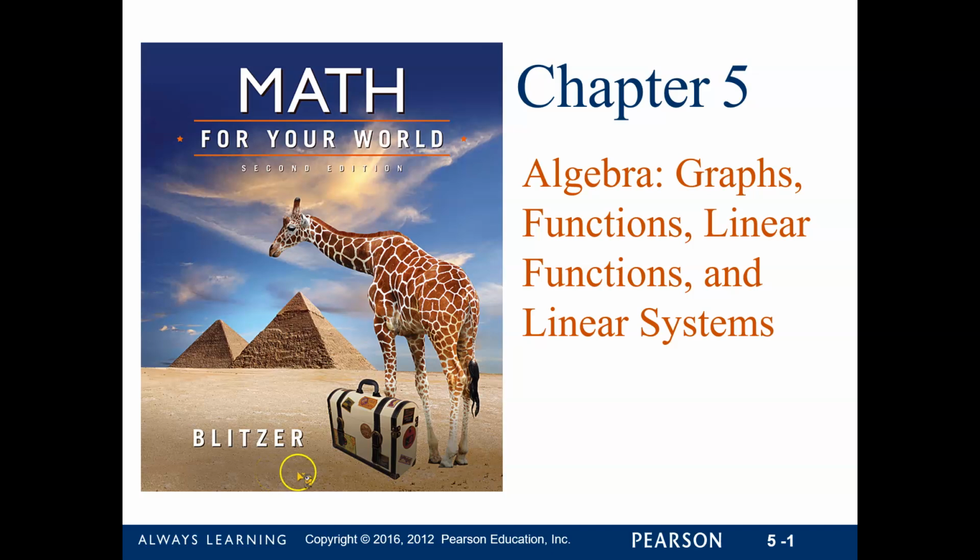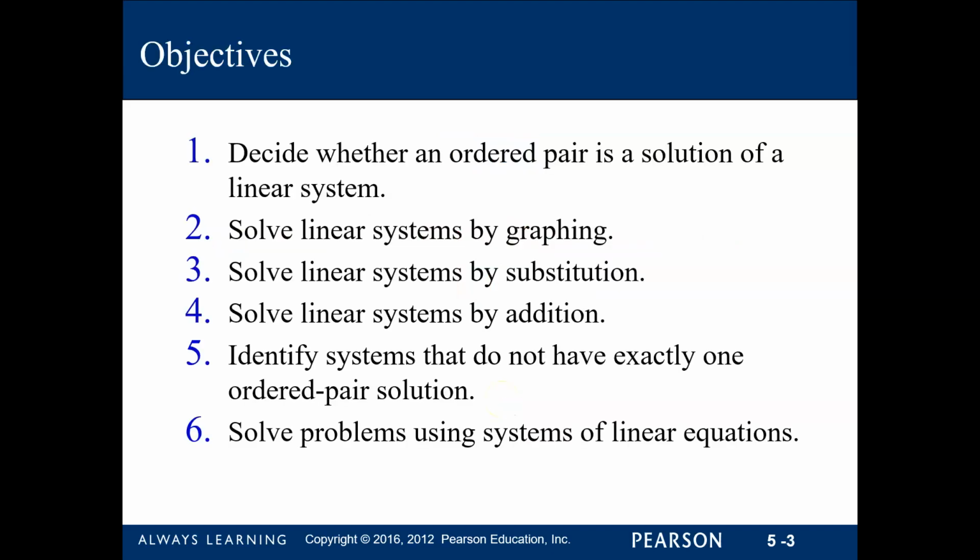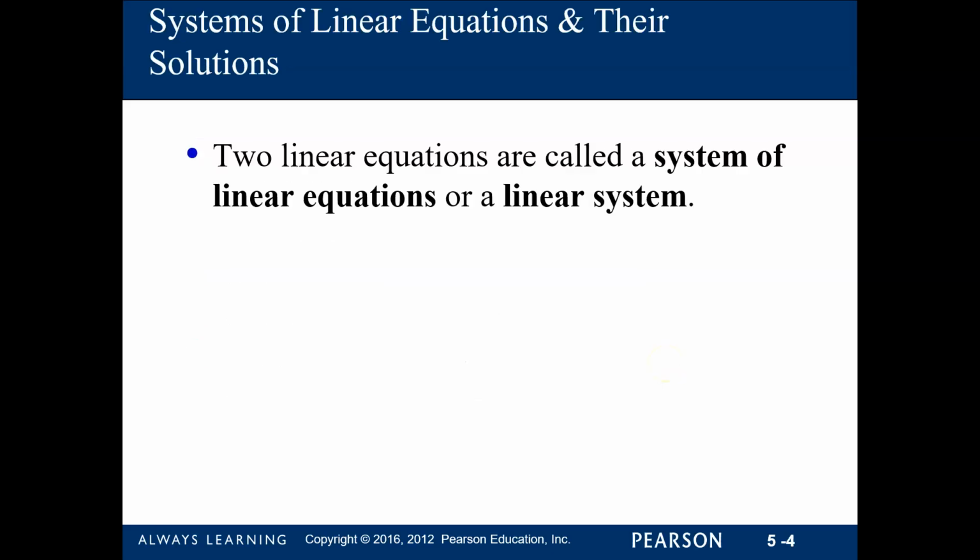Hi everyone, so let's continue working with chapter 5, and this time our lesson will be on systems of linear equations in two variables. For this particular topic, we will be working on deciding whether an ordered pair is a solution to a linear system. We will solve systems using three methods: graphing, substitution, and addition, or technically it's elimination. We will identify systems that do not have exactly one ordered pair solution, and also how we can apply solving systems on word problems. So let's have some definitions first.